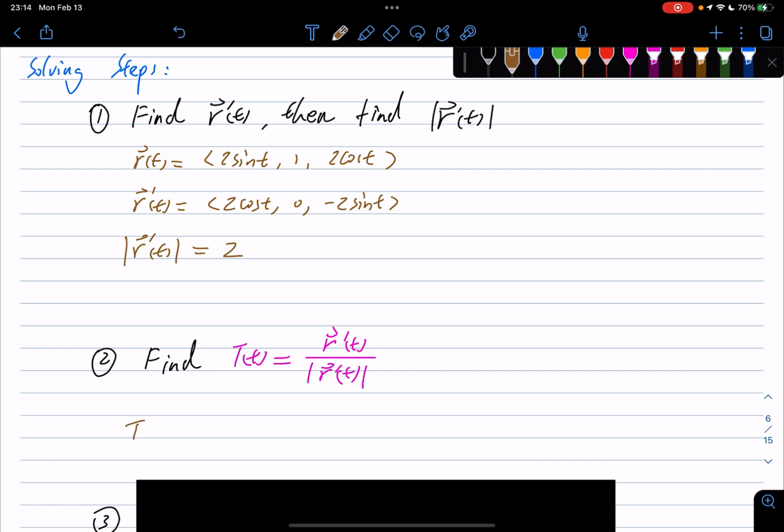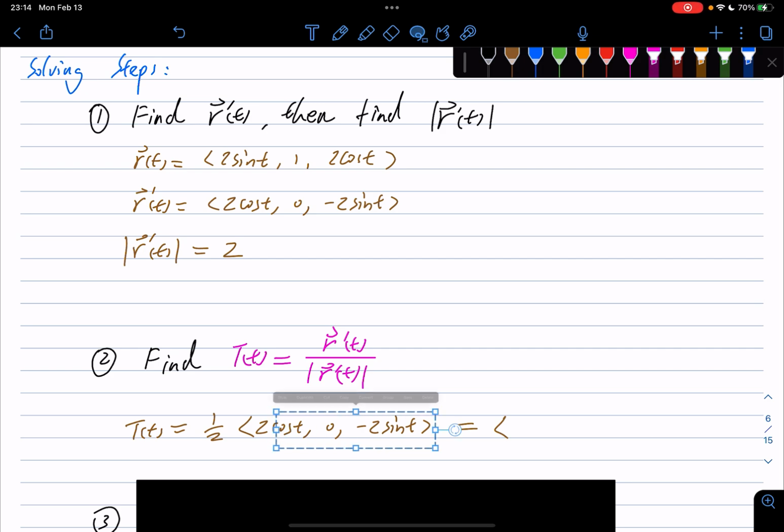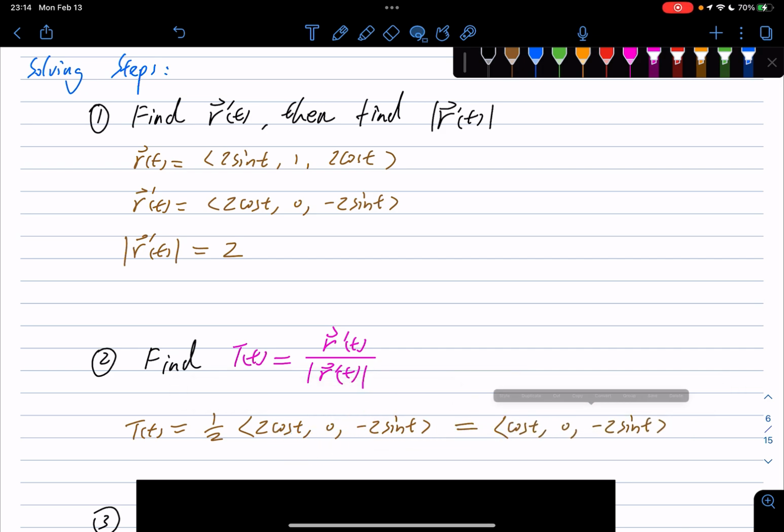So T(t) equals 1/2, that's 1 divided by the magnitude, multiplied by this vector, which equals ⟨cos t, 0, -sin t⟩. I'm just going to be a bit lazy and go through this a little bit faster. So that's your unit tangent vector.